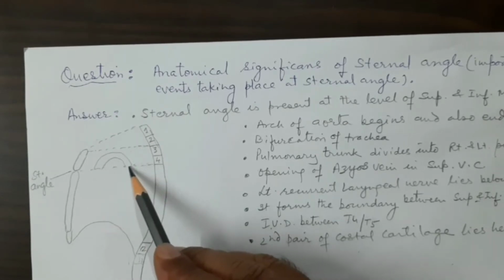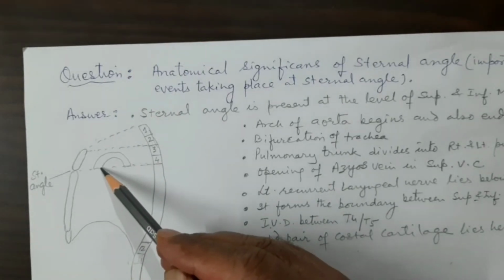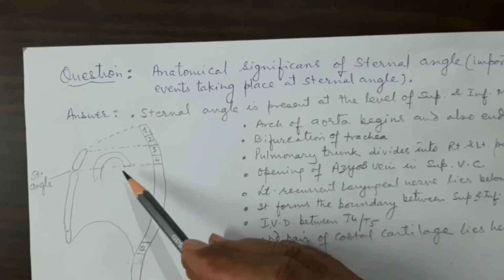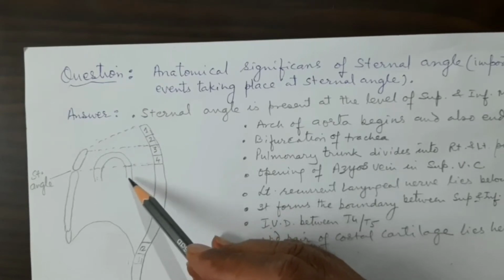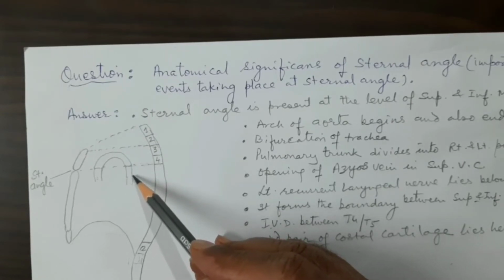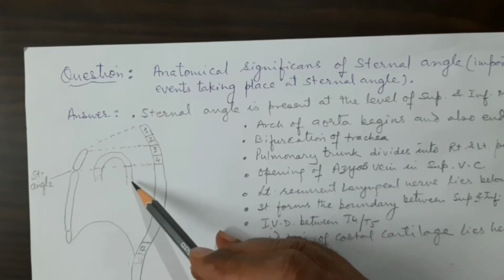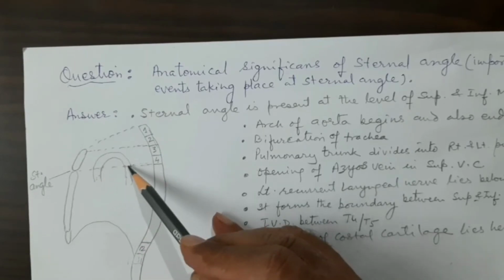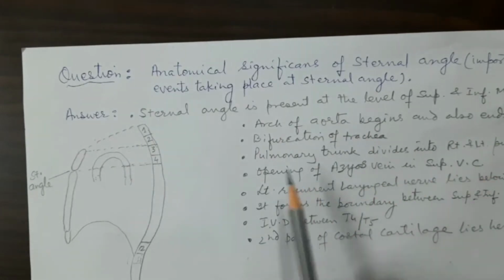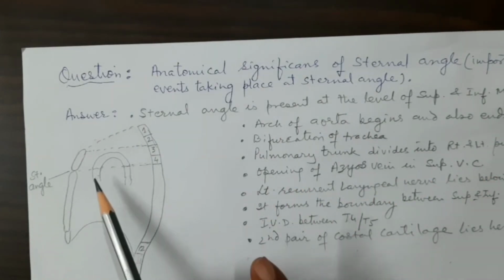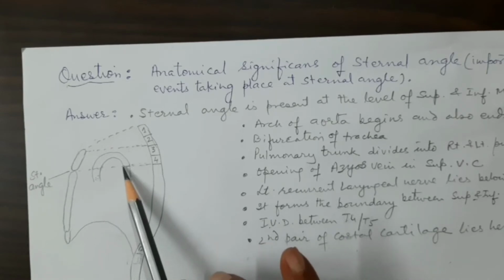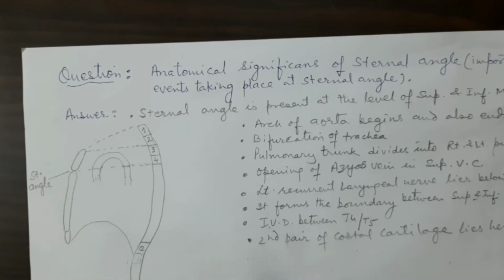If I draw this arch of aorta very roughly, it will be something like this. It begins as a continuation of the ascending aorta. So this part is the ascending aorta and at its termination it continues as the descending aorta. This lies in the superior mediastinum, it is the arch of the aorta. So you may answer that it is the beginning of the arch of aorta as a continuation of the ascending aorta, and it is the termination of the arch, from where it continues as the descending thoracic aorta.